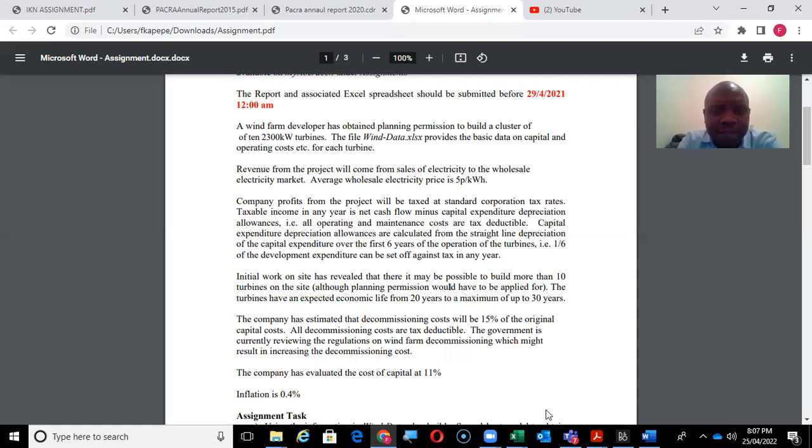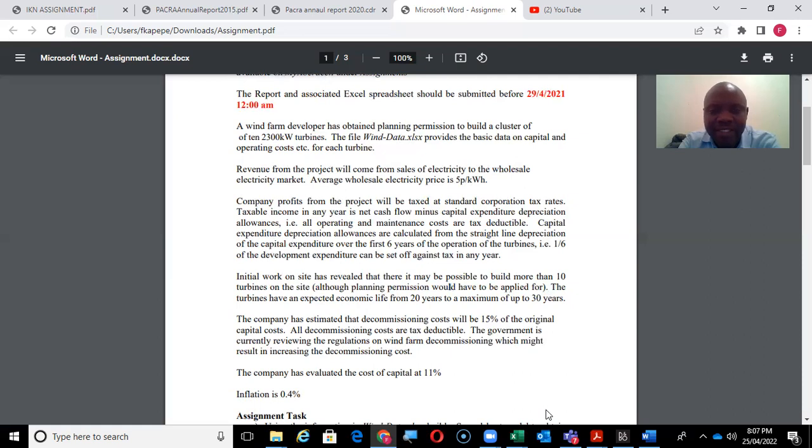So I'm saying revenue from the project will come from sales of electricity to the wholesale electricity market. Average wholesale electricity price is 5 pence per kilowatt hour. In the model you had $0.5. I assumed that was dollars. Otherwise, it should have been 0.05 because you divide by 100. Company profits from the project will be taxed at standard corporation tax rates. Taxable income in any year is net cash flow minus capital expenditure depreciation allowances. All operating and maintenance costs are tax deductible.